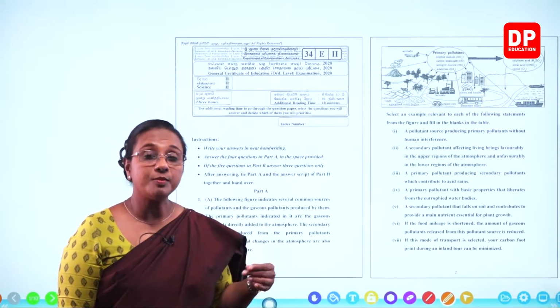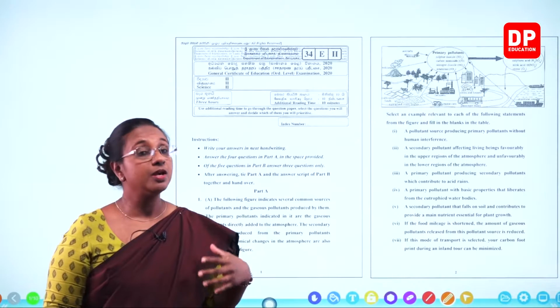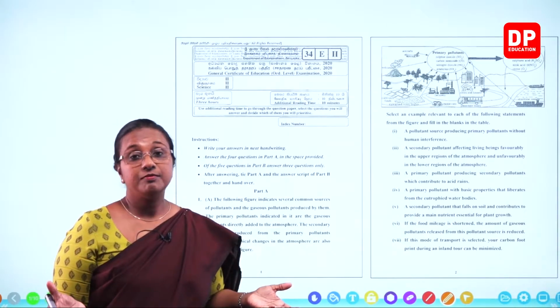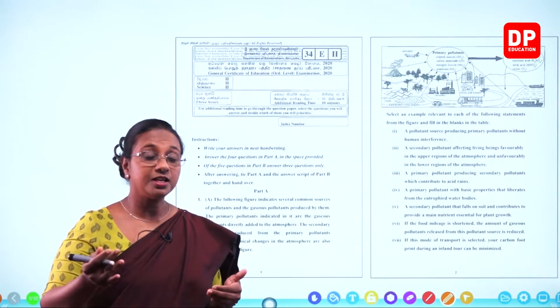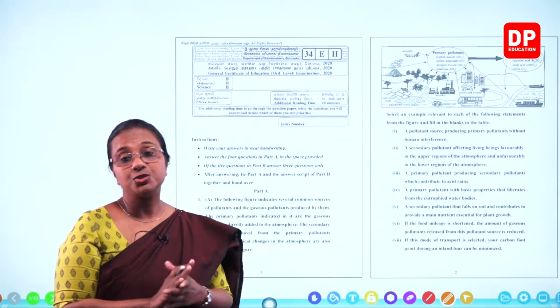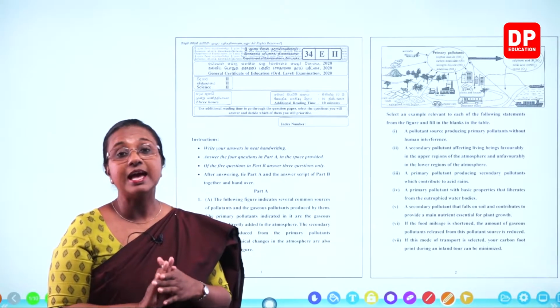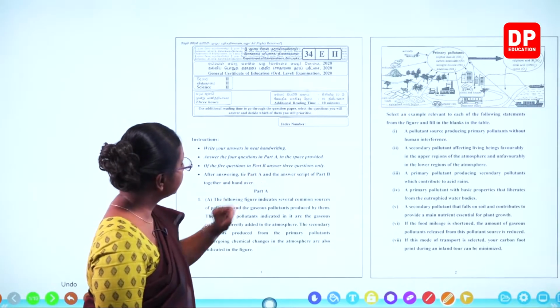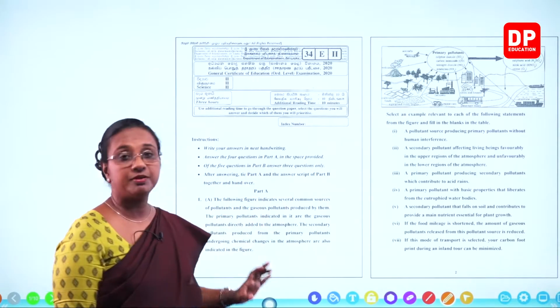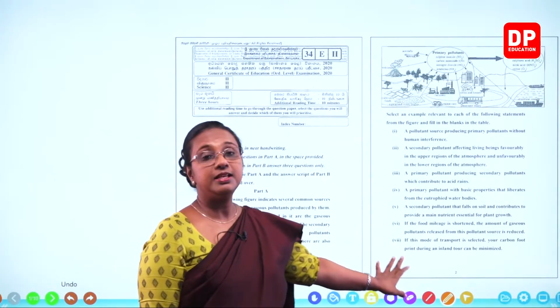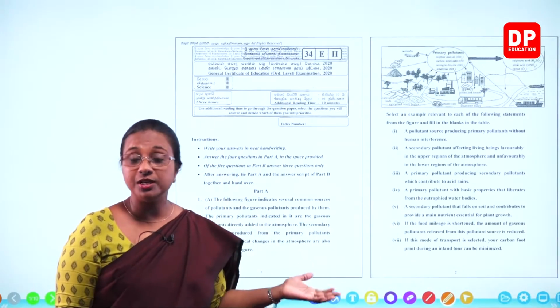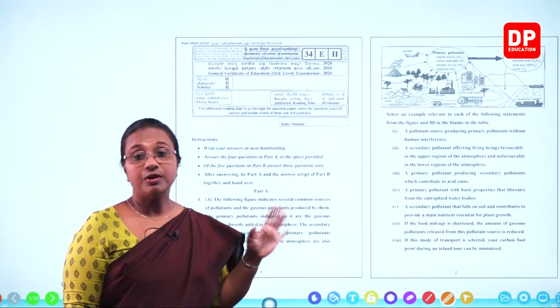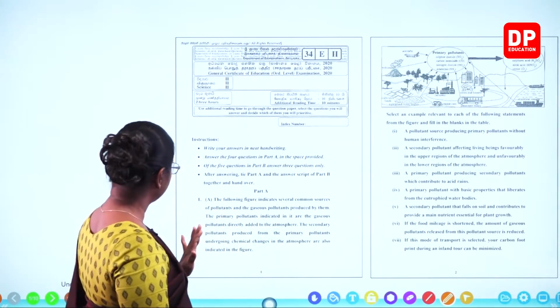Especially when you write formulae, subscripts, superscripts, all that, and when you write units, the correct units. So, everything has to be written in very neat handwriting. The second one says answer the 4 questions in part A in the space provided. So, you have to write it in the space provided. You can't do it on another booklet. You have to write it in the space provided.